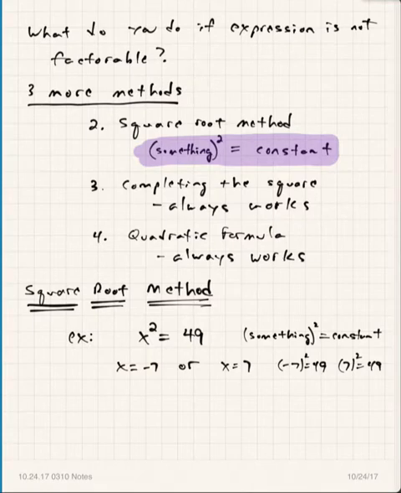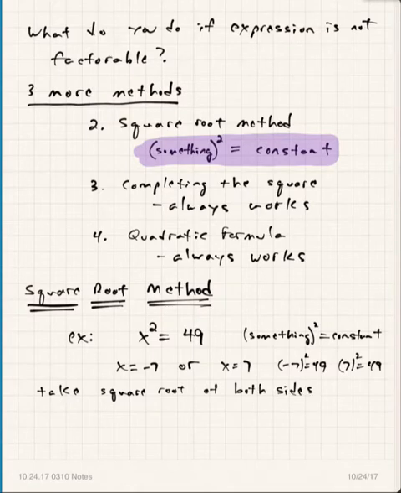Now 7 happens to be the square root of 49, and so when you have an equation like this, an easy way to think about solving it is that what you're doing is taking the square root of both sides of the equation. But you have to allow for the fact that there's both a positive and a negative solution.